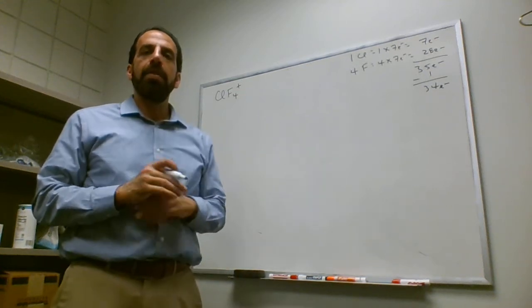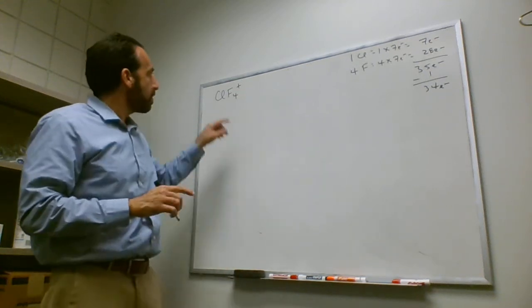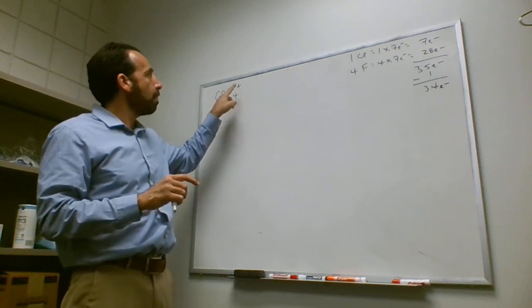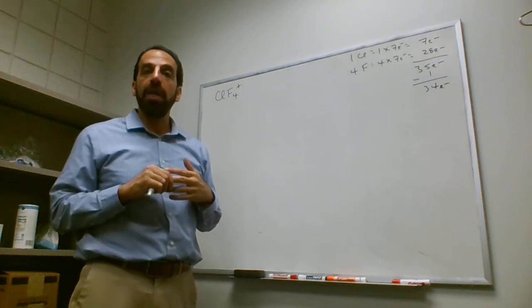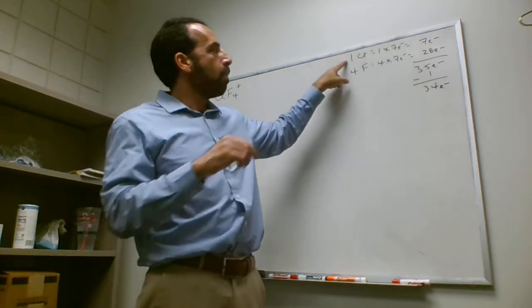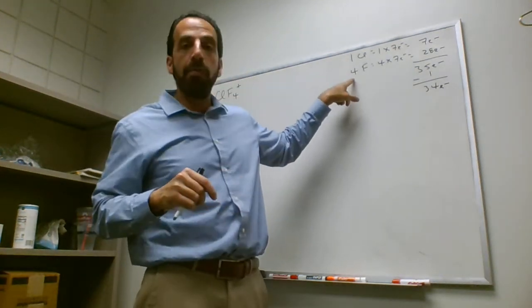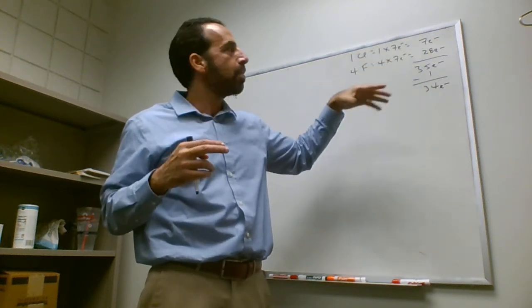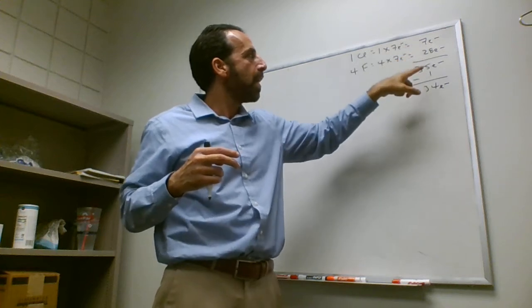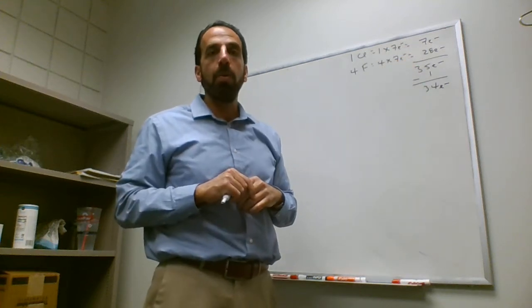So let's take a look at this Lewis structure. This is ClF4 positive. First thing I'm going to do is count the number of valence electrons I have to work with. I have one chlorine, I've got 4 fluorines. These are halogens that both have 7 valence electrons apiece. So I got 7 plus 28, I got 35 electrons to work with.